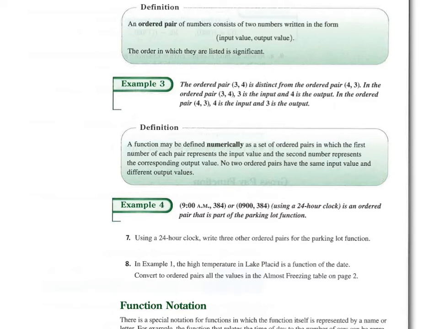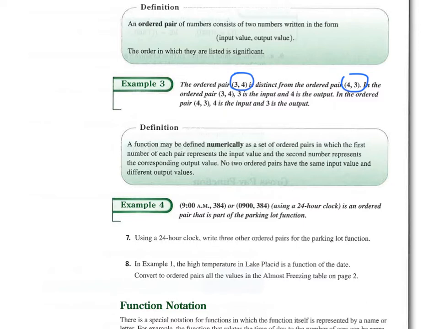So if you look right here, we have an ordered pair 3, 4 versus 4, 3. Those mean much different things. In the first one, the input is 3, output's 4. Second one, vice versa. So we just looked at a couple examples with the parking lot and the postage for weight of a letter, that if you switch them, they are not necessarily functions anymore.